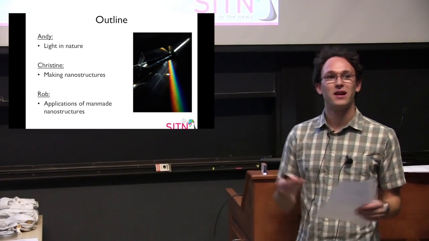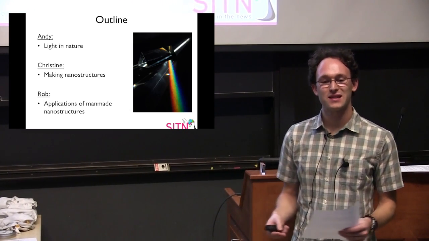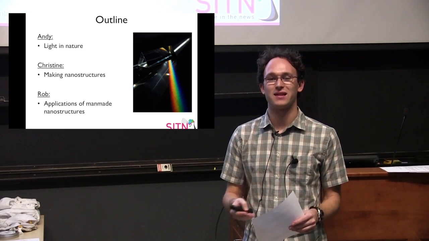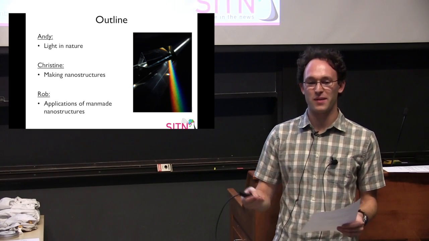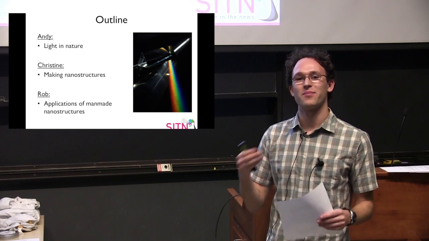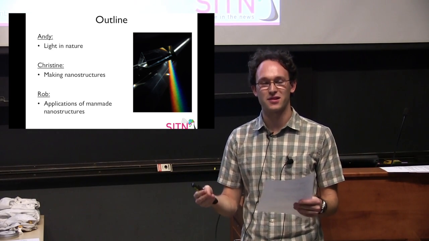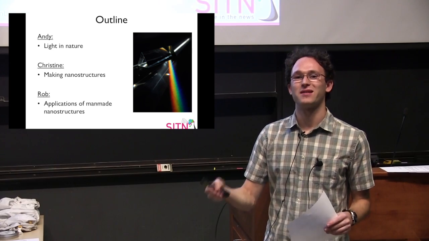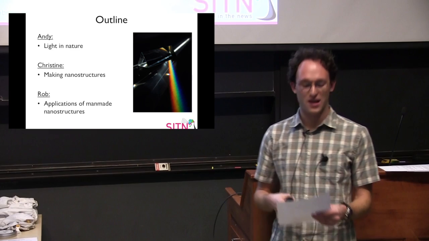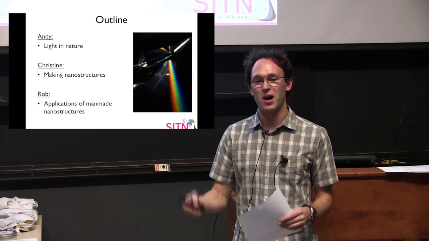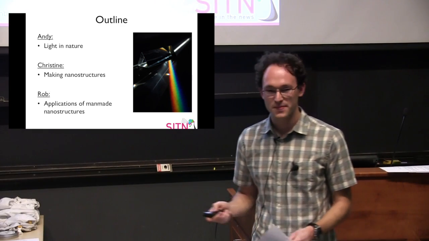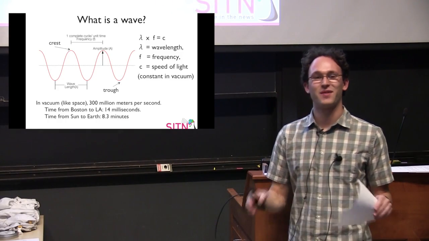So here's a brief outline of what all three of us are going to talk about this evening. First, I'm going to talk about some basics of light waves and how they lead to some interesting natural phenomena that you've probably seen before. Then Christine is going to talk about how humans actually make very tiny structures called nanostructures, and how we can use these nanostructures to change the behavior of light to suit our needs. And lastly, Rob's going to talk about some modern nanostructures and how they manipulate light and how they lead to some modern applications. So let's just start at the very beginning.